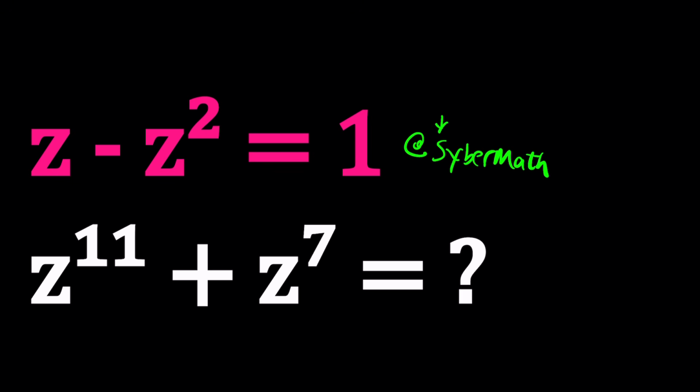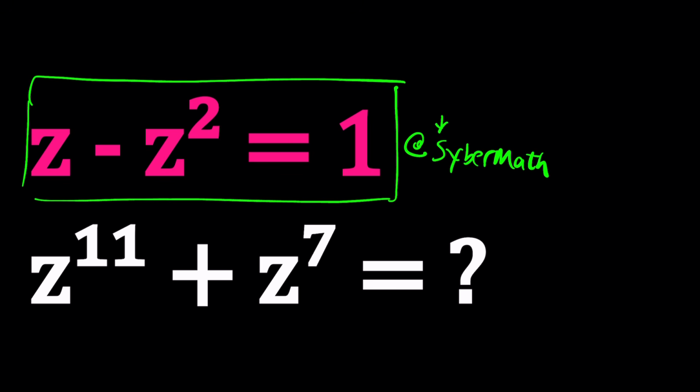Now, we are given an equation, an expression for z, which is z minus z squared equals 1. Based on the values of z from this equation, we're going to evaluate the second expression. Okay? So, how do we do this? We can do this in many ways. Let me go ahead and introduce at least two different methods.